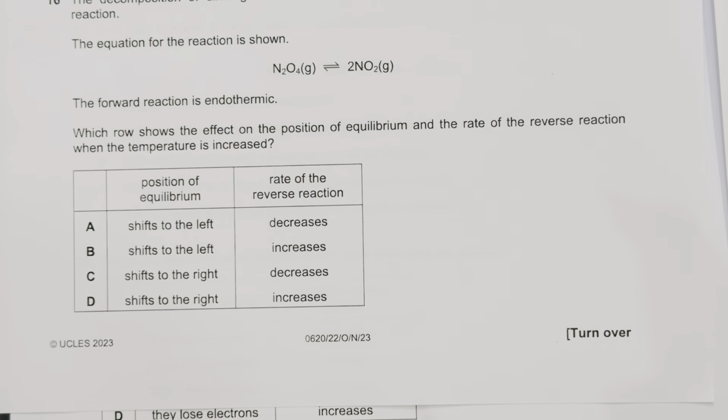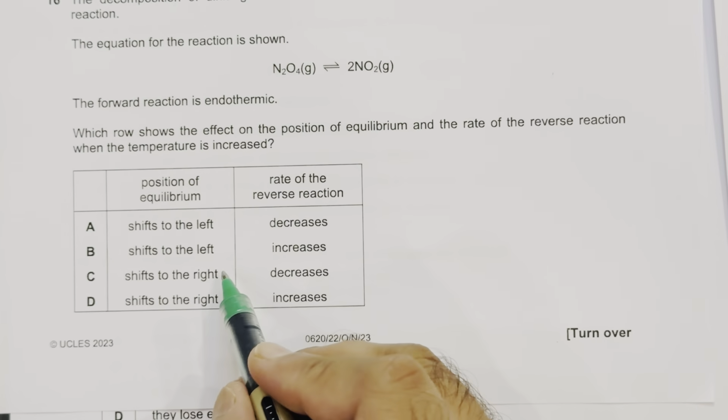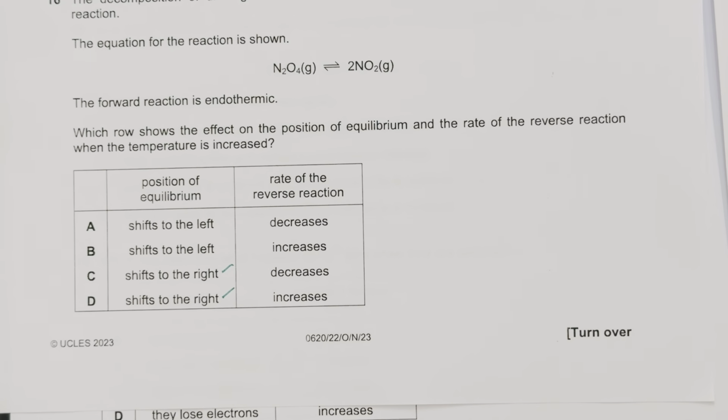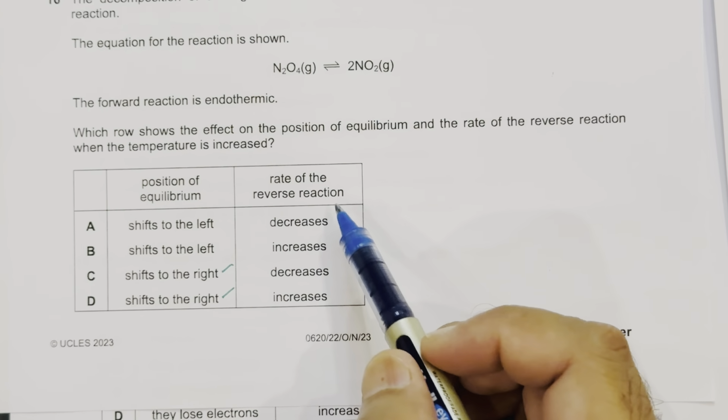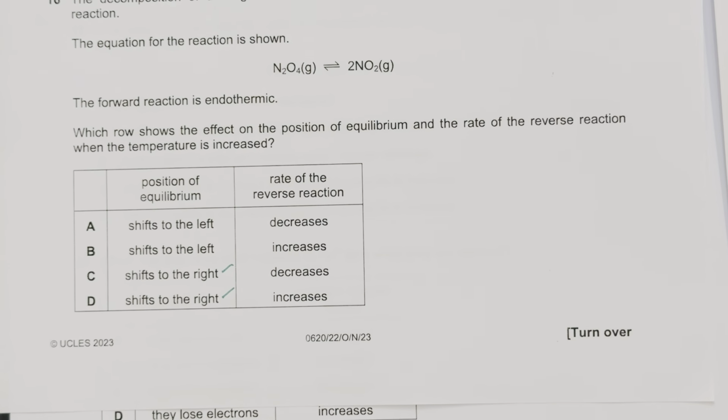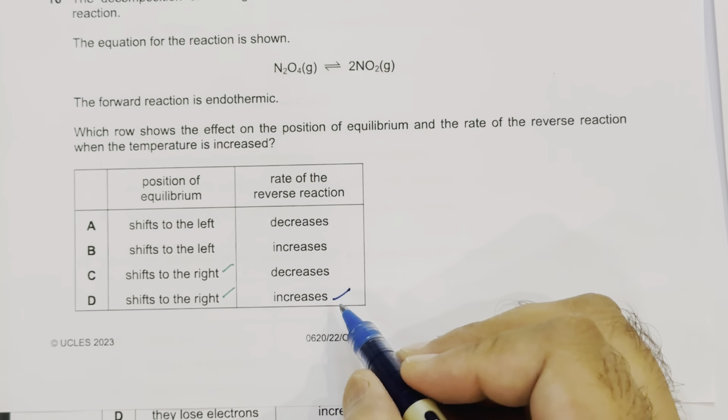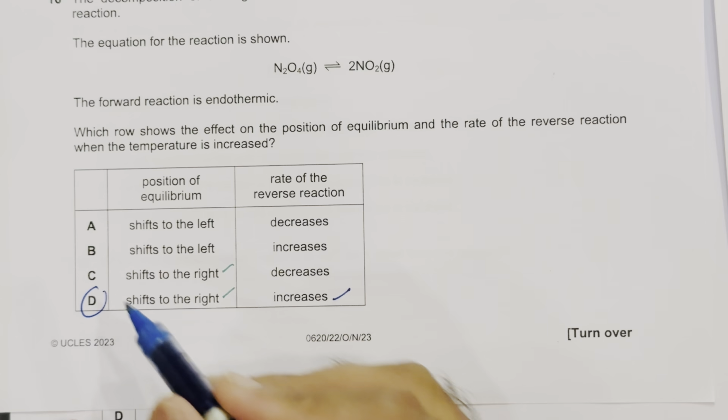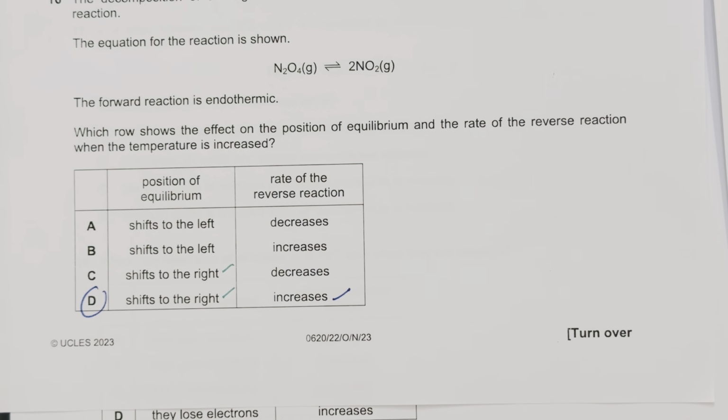We know that when the temperature is increased, the position of equilibrium should shift so that more particles are converted. So options C and D would shift to the right. But you need to know what happens to the rate of the reverse reaction. Would it increase or decrease according to Le Chatelier's principle? More particles will go back because it opposes the change of the position of equilibrium. So the rate of the reverse reaction would increase. So option D is the correct option. You need to revise the concept of Le Chatelier's principle for this question.